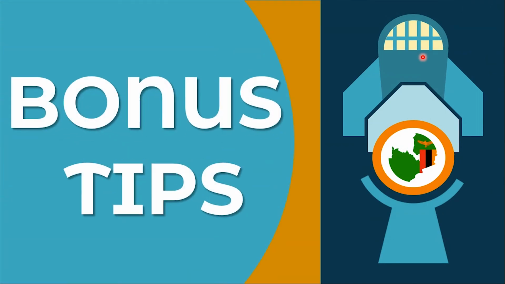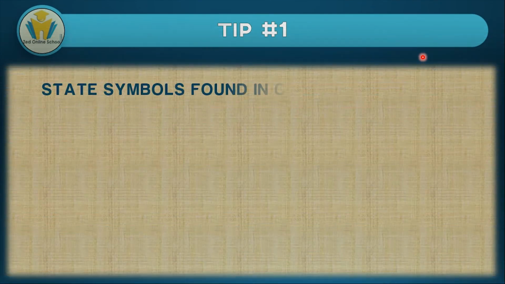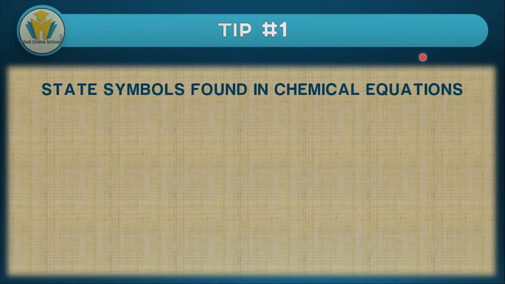Thanks for reaching till this part of the video. You have successfully reached the bonus tip section. In this section, our first tip is about state symbols found in chemical equations.